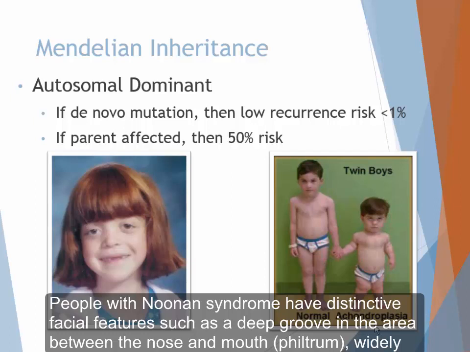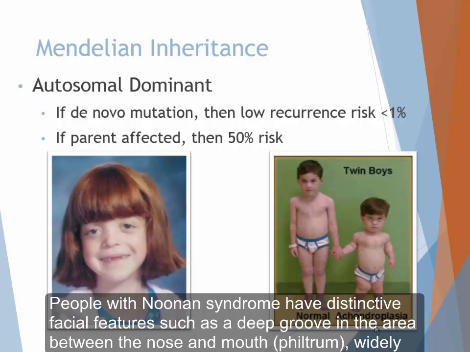This lady has... Is it Turner's? No, good guess though. It's Noonan's. Turner's is a chromosomal condition, so it has one X chromosome, and they've got the webbing of the neck, and you often see that with Noonan's as well, so that's a good pickup in that sense. Often when we see extra fluid at the back of the neck during pregnancies, one of the differentials is Noonan syndrome.